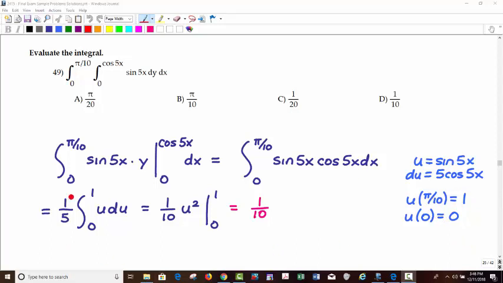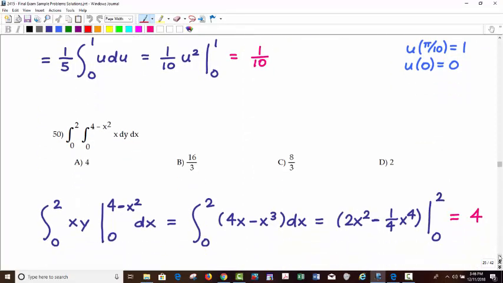So now all we have to integrate is 1/5, 0 to 1, u du, and it's pretty easy from there. Then 1/2 u squared makes it 1/10, put in 1, put in 0, and we get 1 over 10. So that wasn't too bad.